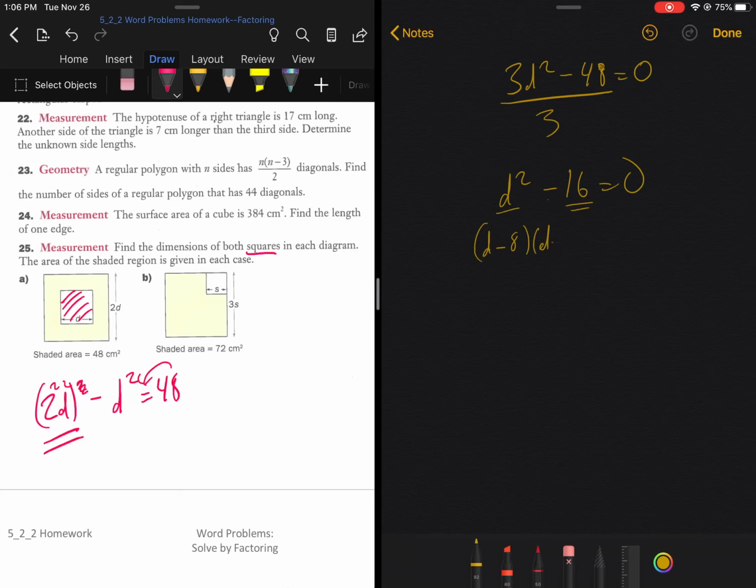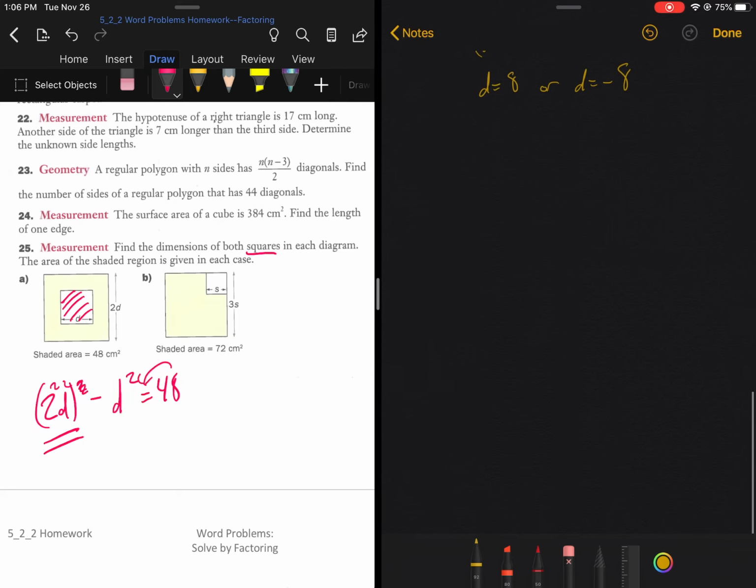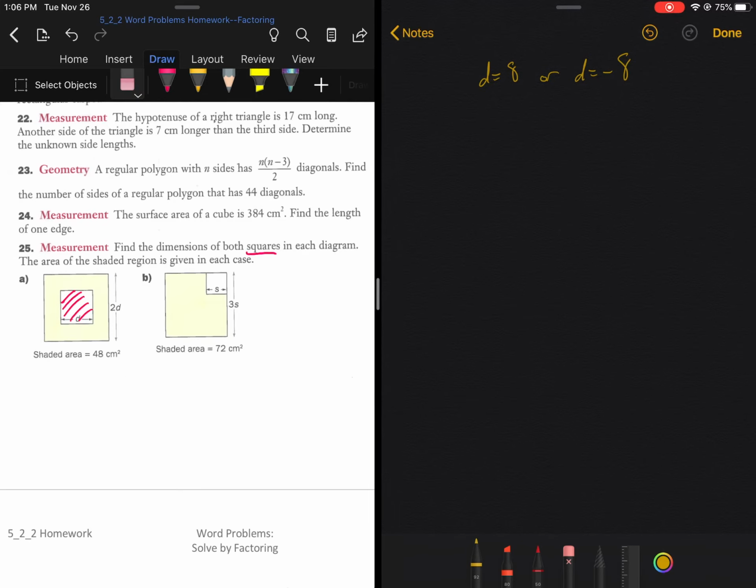And guess what? We have a difference of squares. D minus 4, D plus 4 equals 0. D is a perfect square, and there's a negative. That's a difference of squares. So D equals 4, or D equals negative 4. All right, so we found D for 25A.